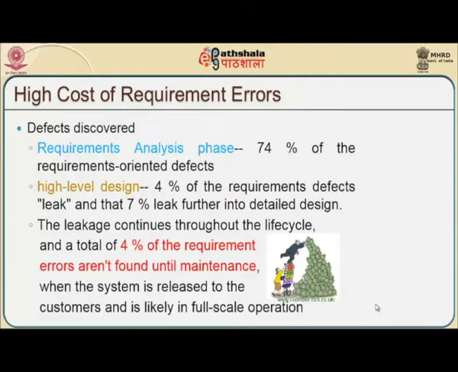So, this leak continues throughout the life cycle, and a total of 4% of requirement errors aren't found until maintenance. So, till the stage of maintenance, which is the last phase after the delivery to the customer, I will not be able to manage the entire requirements, which might cost me a heavy amount. So, when the system is released to the customers and is in full scale operation, early the better. What we identified early, if it could be rectified in the early stages, may not cost us heavy.